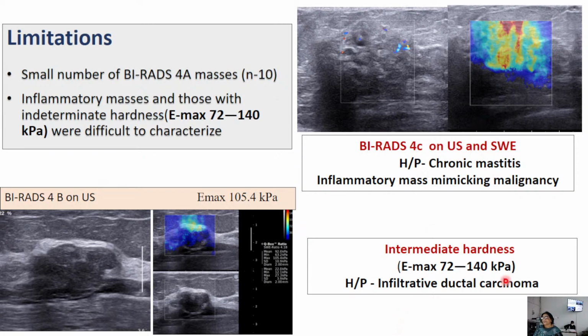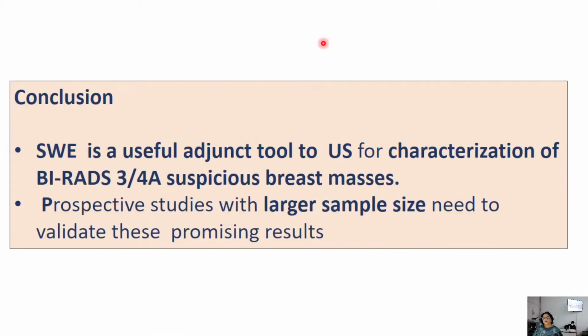Second problem was the presence of intermediate hardness. A few malignancies are softer, so they are difficult to characterize, and the notion that harder masses are malignant does not always hold. So to conclude, shear wave is a useful adjunct tool to ultrasound for characterization of BI-RADS 3 and 4A suspicious masses, but we do need prospective studies of large sample size to validate these encouraging results.